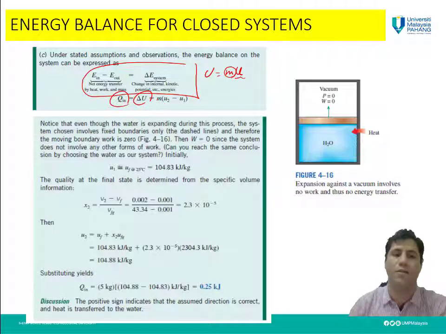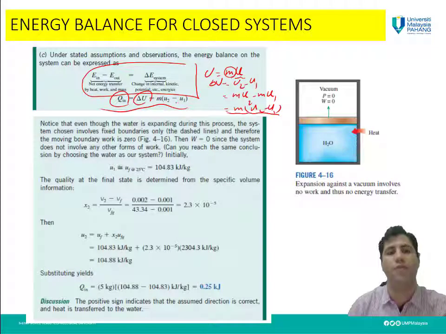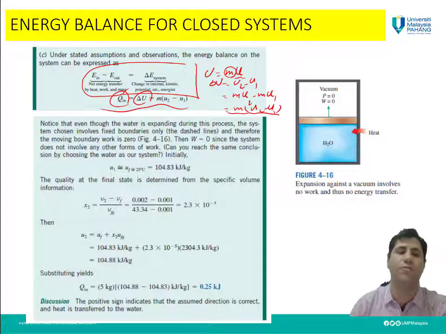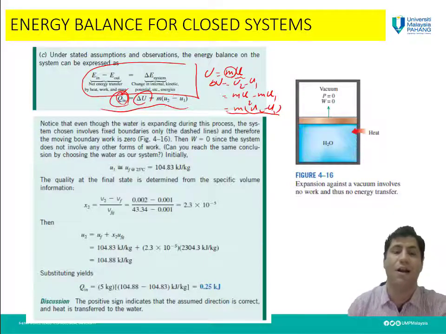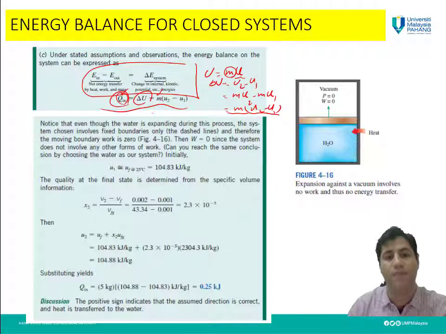So we can write delta U is U2 minus U1, or mU2 minus mU1, or m(U2 minus U1). Very simple and easy. Q in equal to m(U2 minus U1). Here we don't have Q actually. We are going to find Q, but we have m. And also, we need to see if we have U2 and U1.